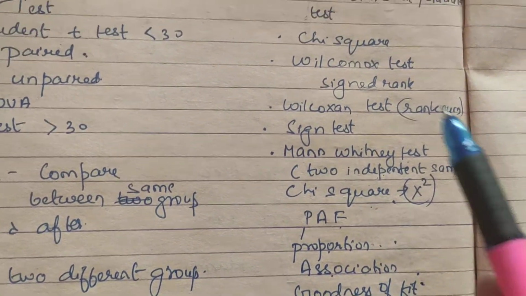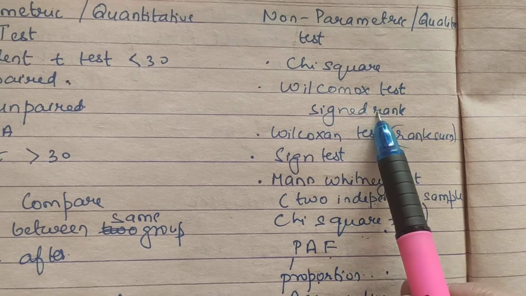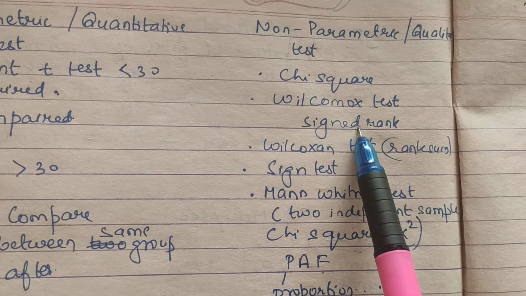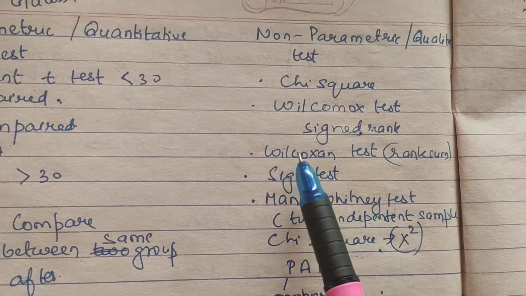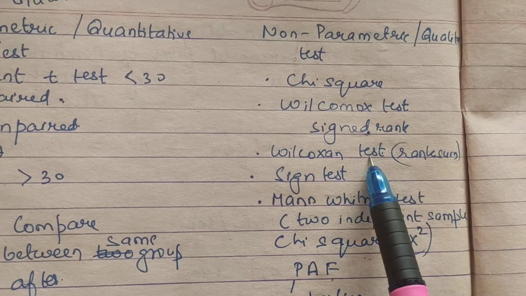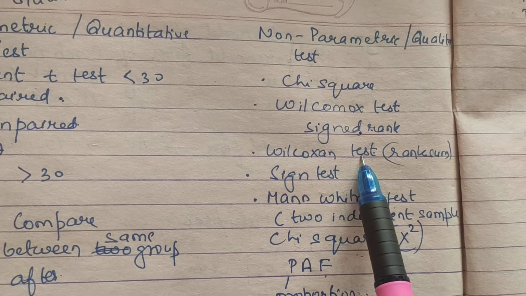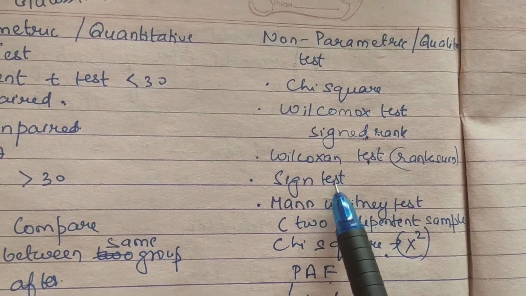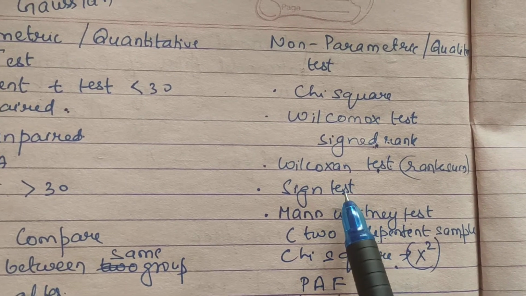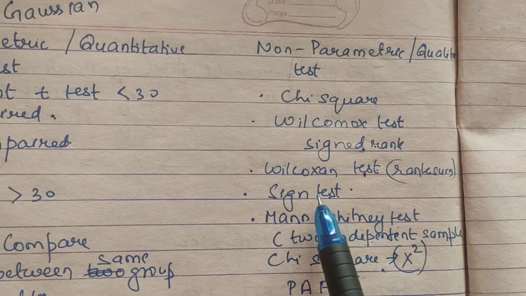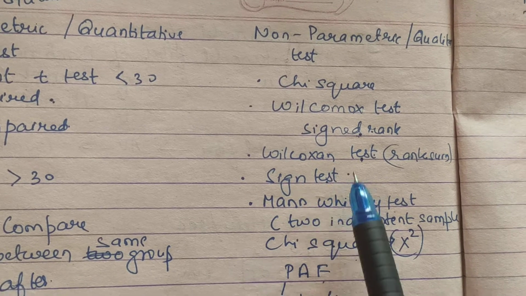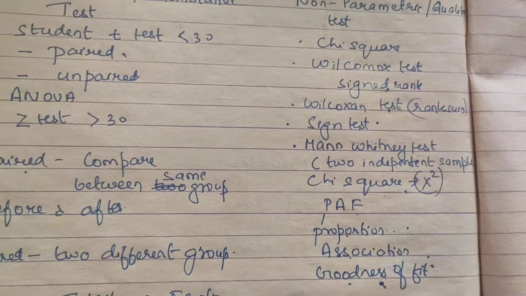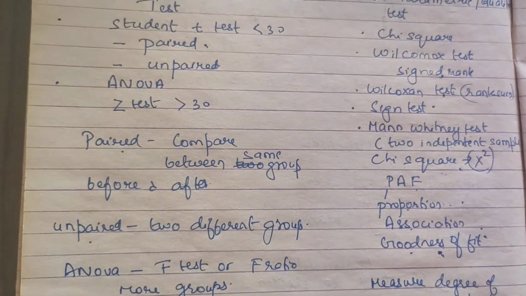One more thing: in the Wilcoxon signed rank test, they are talking about paired, the same thing after or before. In the Wilcoxon rank sum test, they are talking about unpaired. And the sign test is for percentage, proportion and fraction. If they give percentage, proportion and fraction and ask which test is used in non-parametric, you will use the sign test.